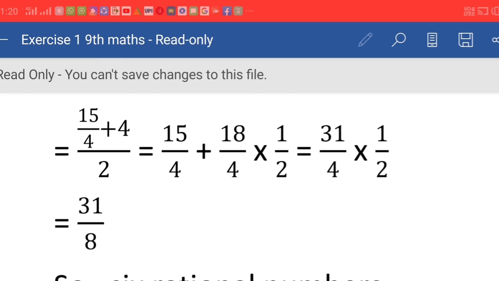4 is the same denominator. So we are writing denominator 4. 31 by 4 into 1 by 2. 31 into 1 is 31 and 4 into 2 is equal to 8. The number is 31 by 8.